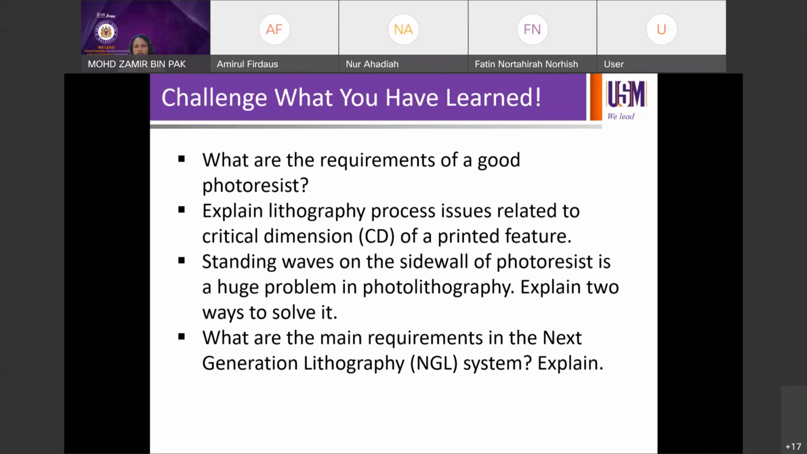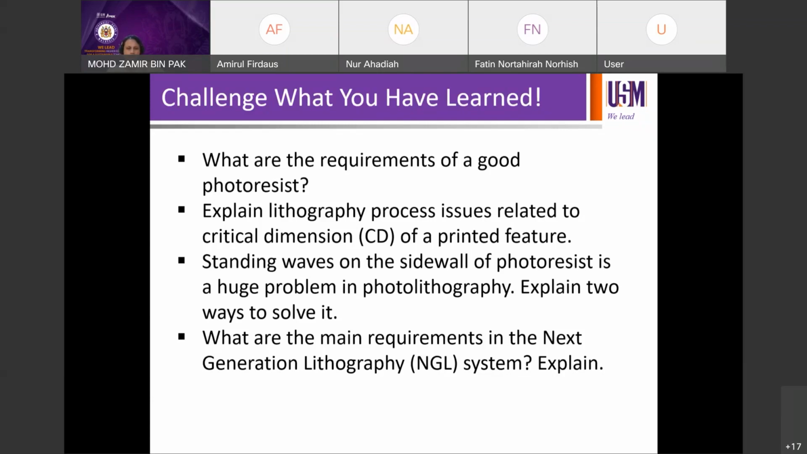Okay, next: explain lithography process issues related to CD of a printed feature. So what are the issues related to CD of your features? Let's discuss 3 issues. What are the first? Revolving around CD or line width. CD is line width, either it's lines or holes.